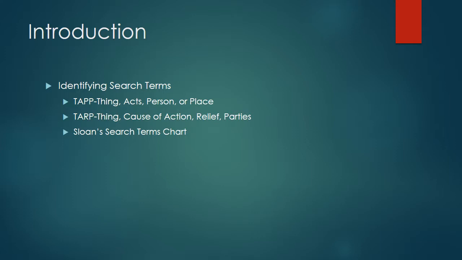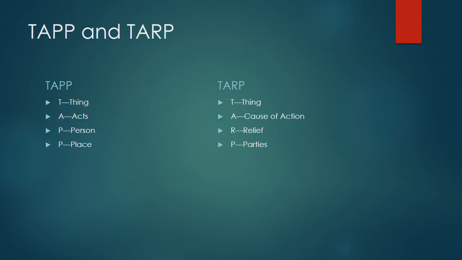The function of each of these techniques is to provide you with some suggestions of words you could use in your search within the online research environment, such as databases, Westlaw Next, and other online services. So first we're going to look at the TAPP method, the things, acts, person, or place method. Okay, the TAPP and TARP methods.